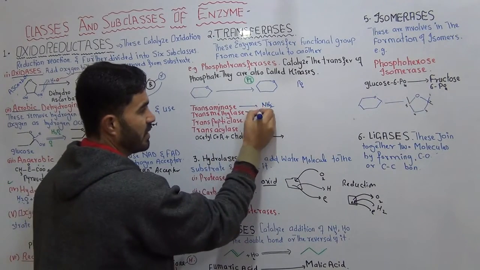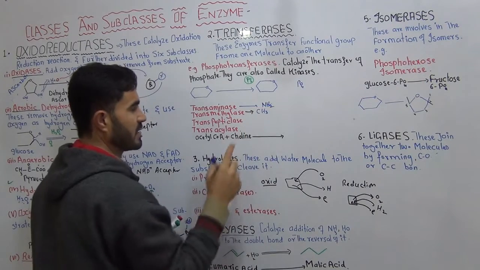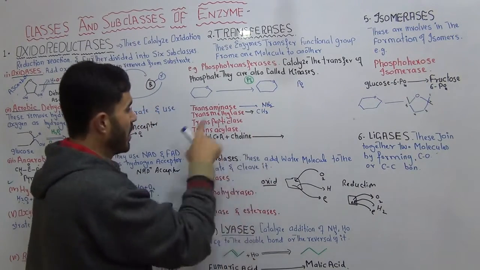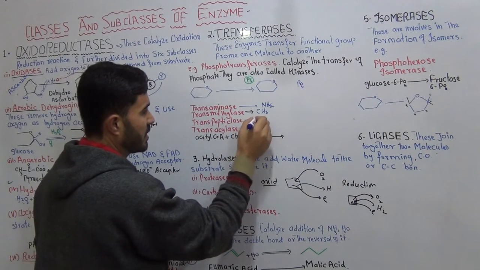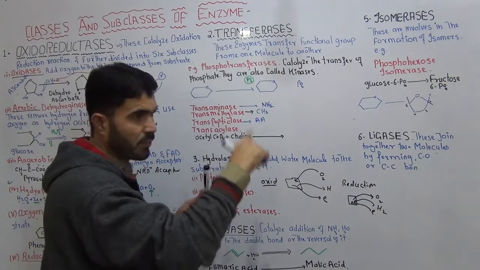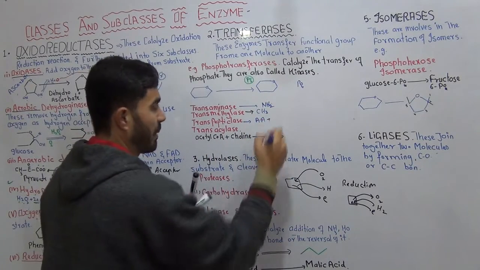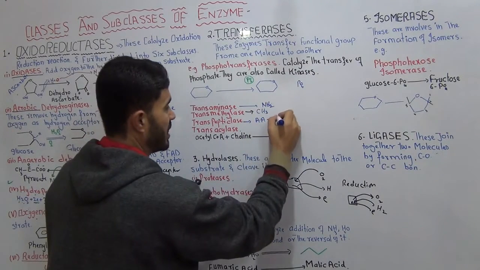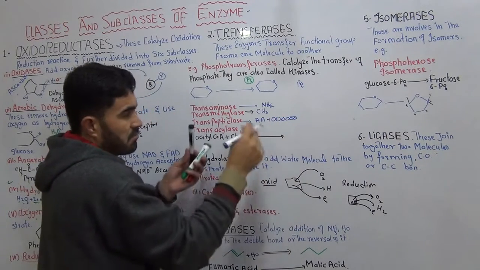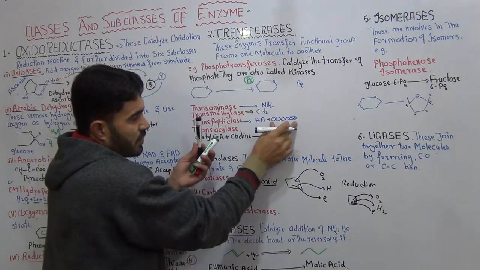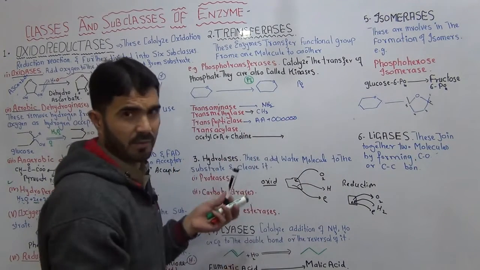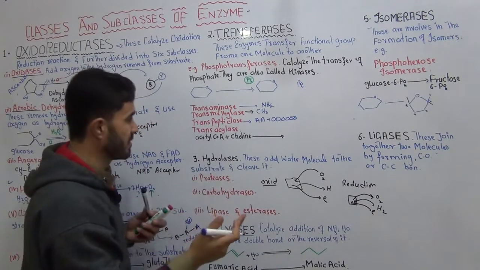Transmethylase. These are the enzymes involved in the transfer of the methyl group, right? And transpeptidases will transfer an amino acid from one group to another, or a peptide, meaning many amino acids linked together. These enzymes will transfer many peptides from one place to another, or just one amino acid. So these are called transpeptidases.